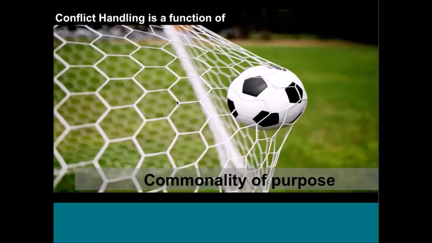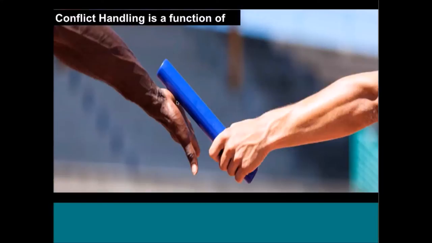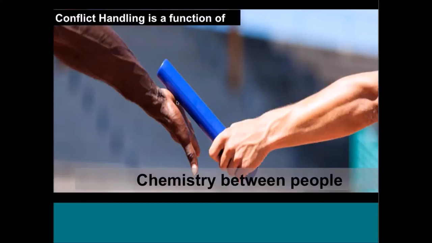What's the purpose for both of us to work on this? What's the purpose behind our need even to discuss this? For at least a few moments, we remove the person from our mind to start with. So conflict handling is a function of commonality of purpose. Conflict handling is a function of connection between people. And I want to give some interesting insights.